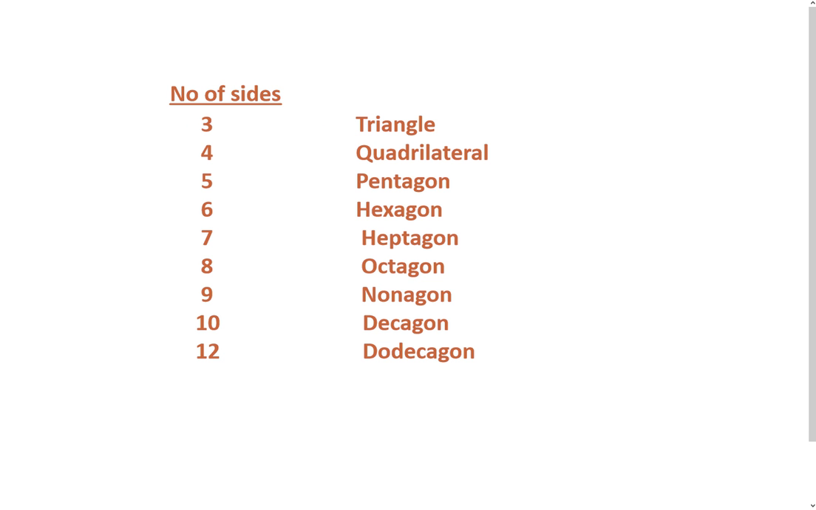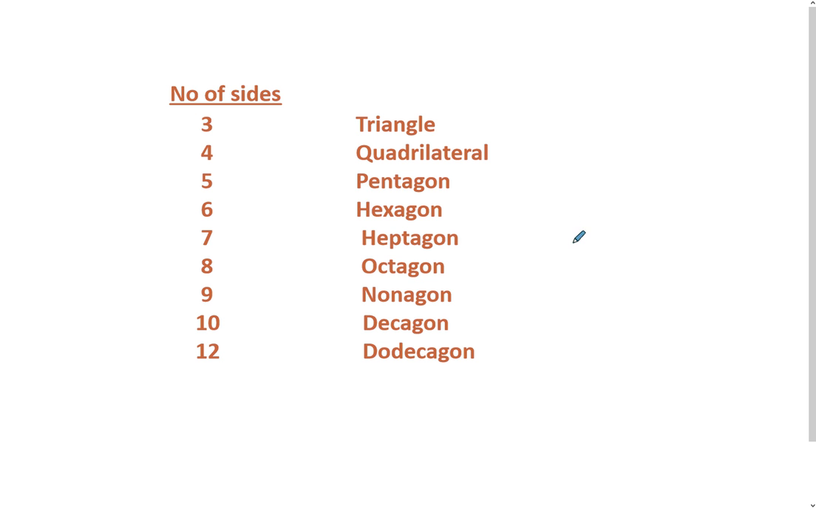Okay, so the number of sides: 3 sides is a triangle, 4 is a quadrilateral, 5 is a pentagon, 6 is a hexagon, 7 is a heptagon, 8 is an octagon, 9 is a nonagon, 10 is a decagon, and 12 is a dodecagon. If you're Greek, then it's really easy to remember this because it's more or less the numbers.